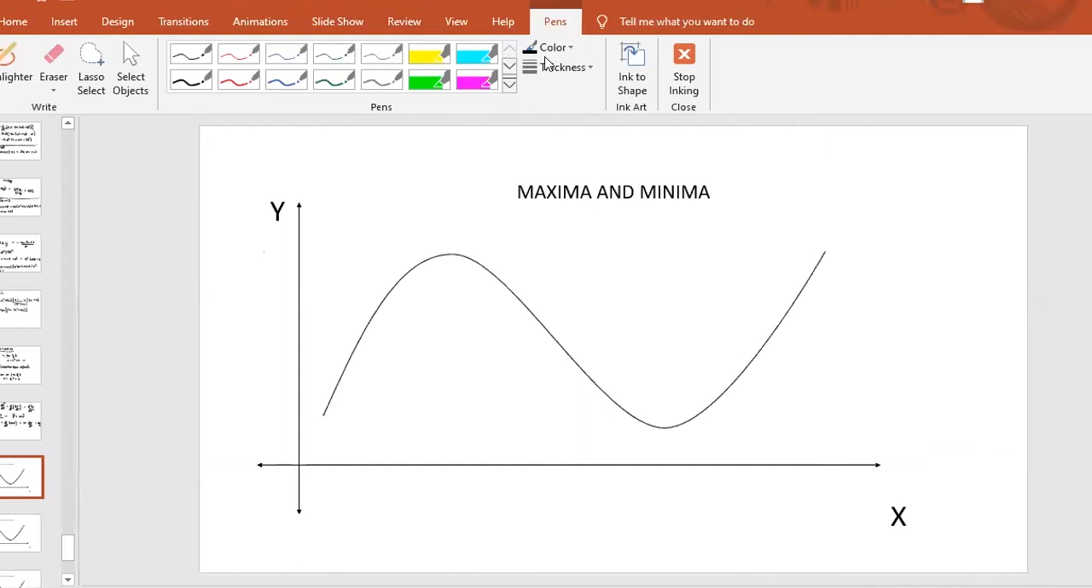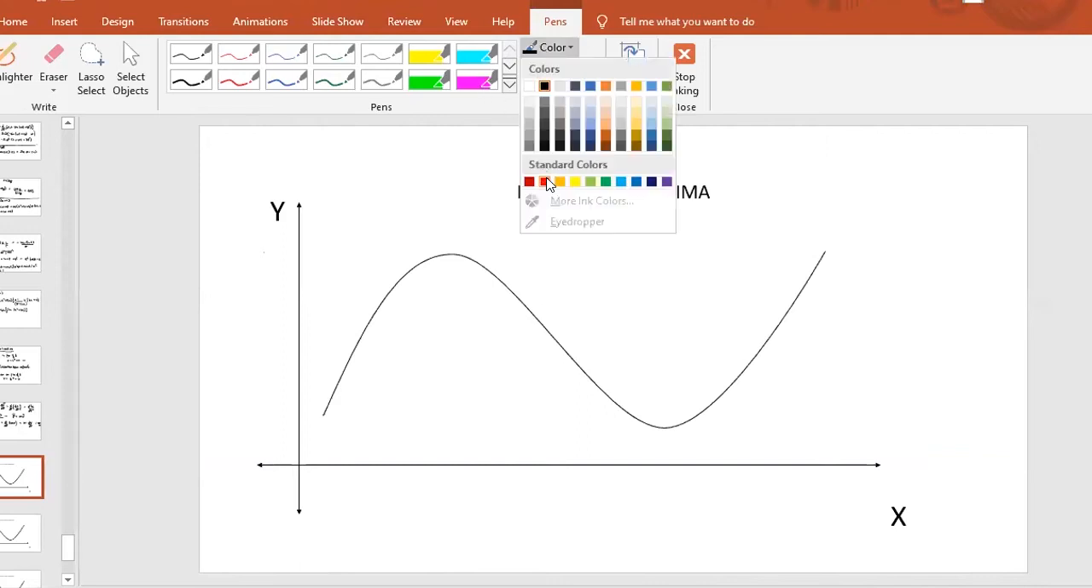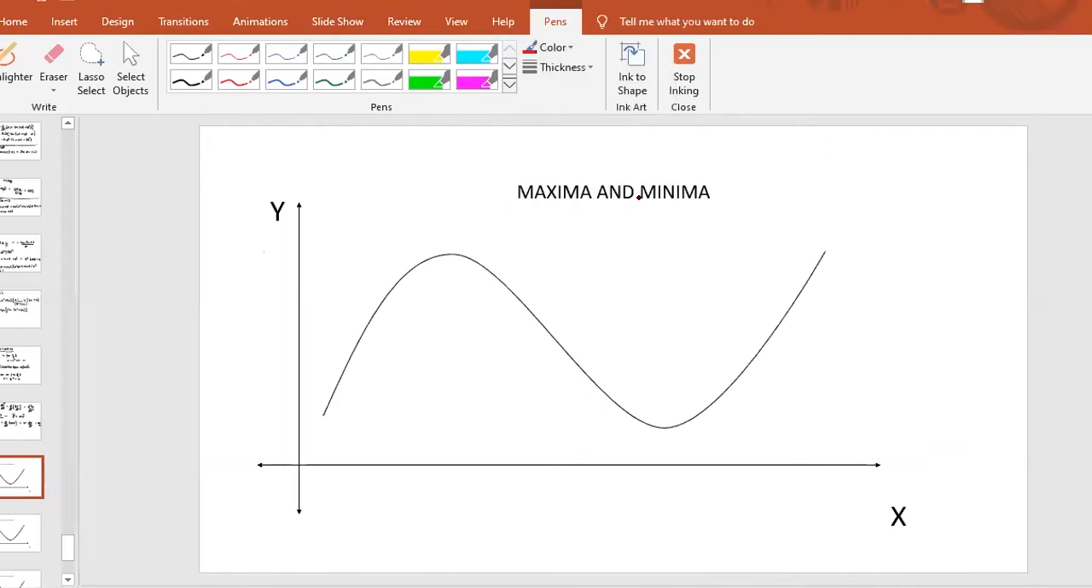Now the next important application of derivative is maxima and minima. Simply, I give you 4 points: point A, point B, point C, and point D. Point A can be taken somewhere here. Okay, point A.